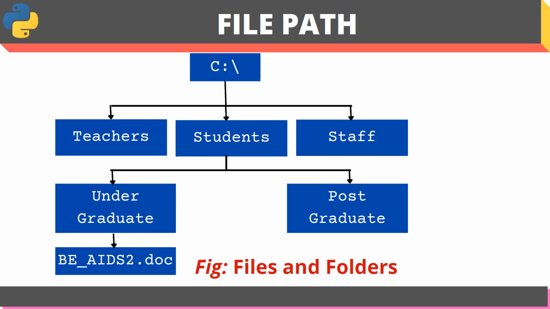Now this is the example for a file path. Normally in our systems, we have different drives. We can call them drives, but we can also call them roots. For example, in this example, C drive, C is called the root. Then in the C drive, we have three folders: teachers, students, and staff. And in the students folder, again, we have two subfolders: undergraduate and postgraduate. And in the undergraduate folder, we have a file PEADS2.doc. Here, the .doc is the extension.